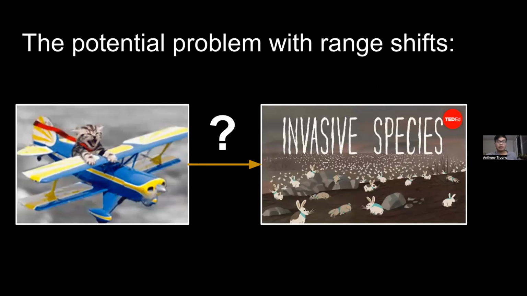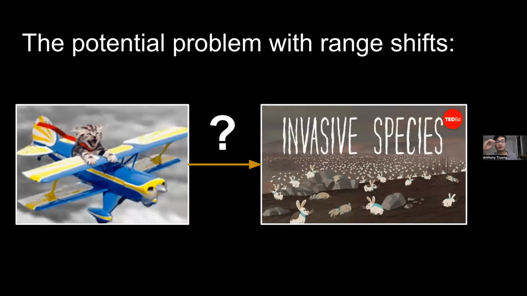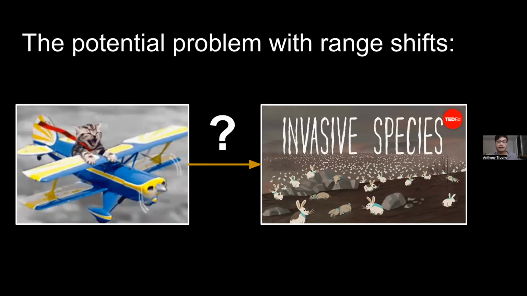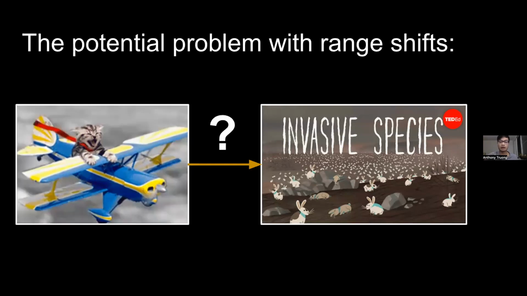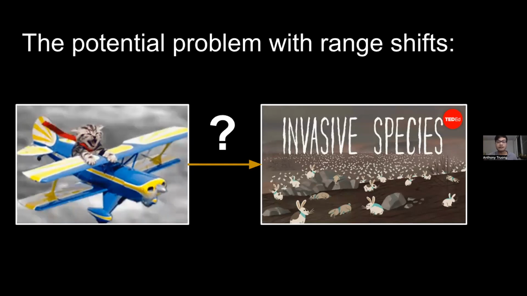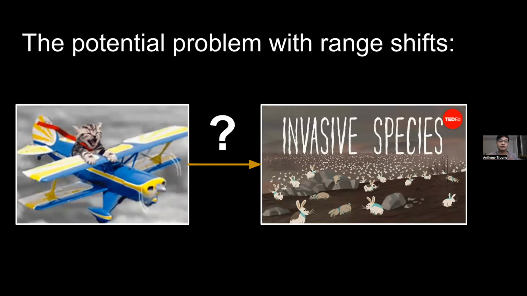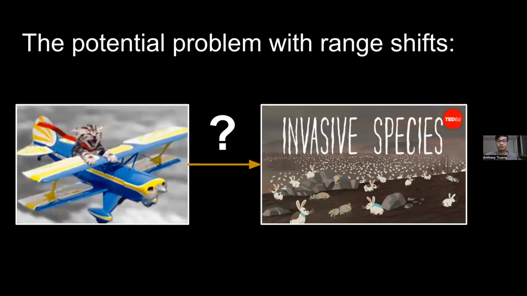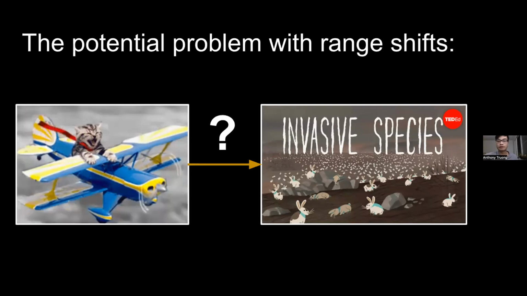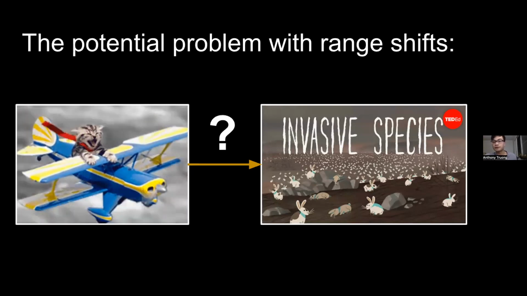So if we think about species packing everything up and leaving, it does call into question exactly what effect they're going to have on these new communities. And when you have one species leaving its native home range and shifting into an entirely new area, that's very reminiscent of the patterns that we've observed with invasive species.